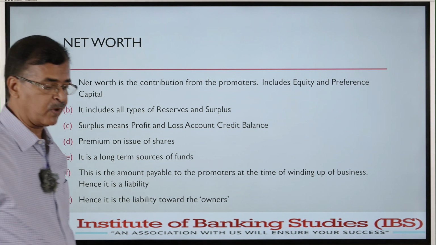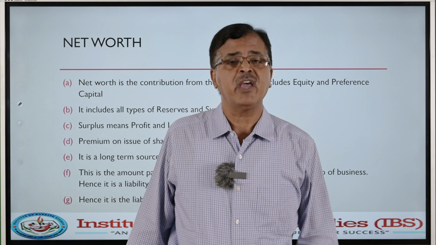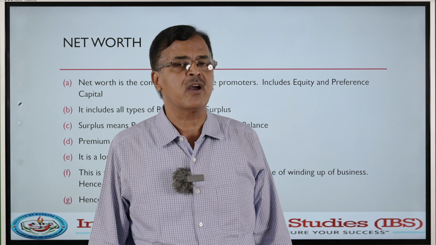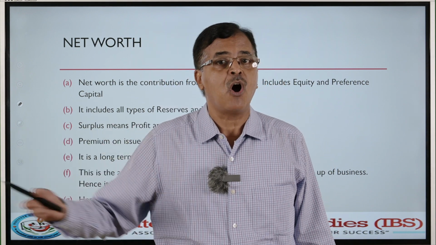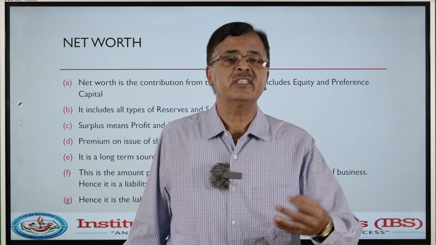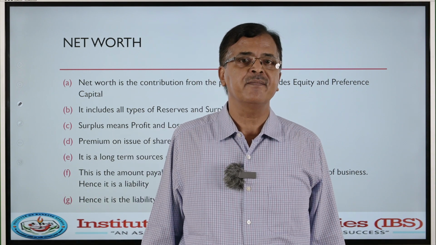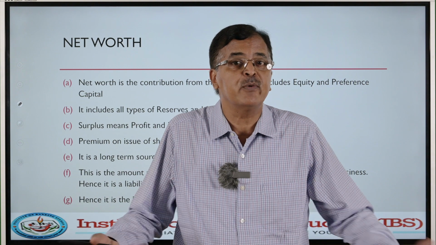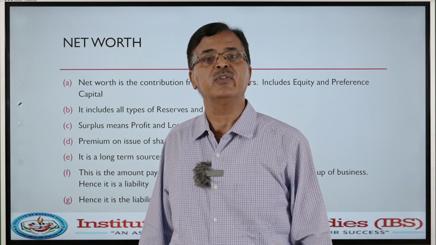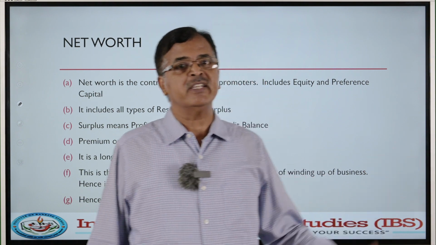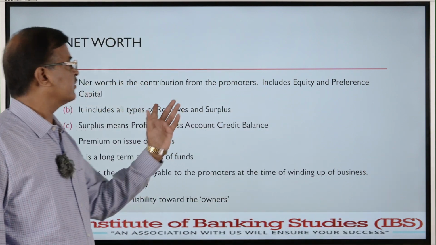The last one is net worth, of course. The last priority will be given for net worth. Why? Because the net worth is the amount applicable or due to the owner himself. Whenever the business is going to be liquidated, then only it is essential for the business to pay this amount to the owner. So that is why it is the last one, and this is known as net worth.